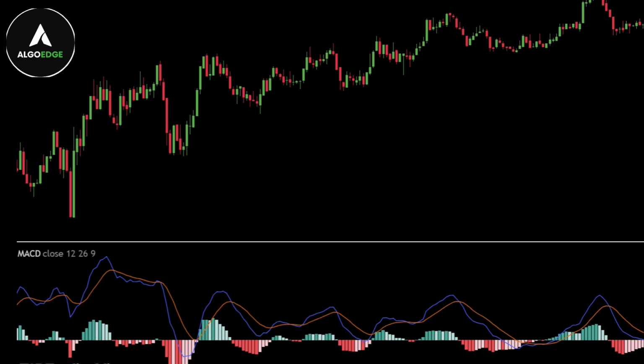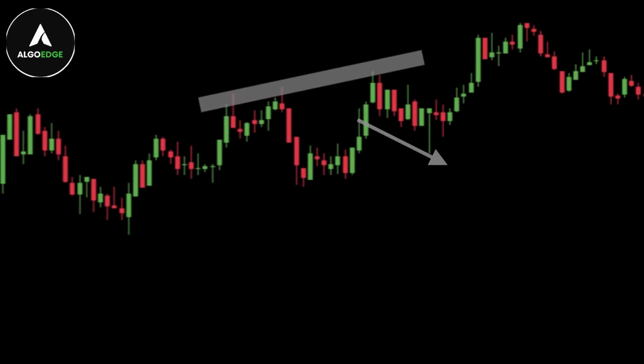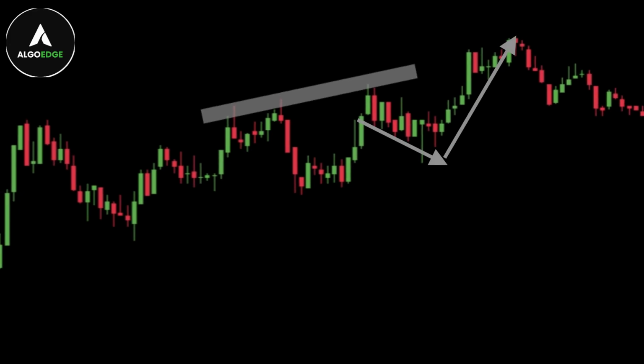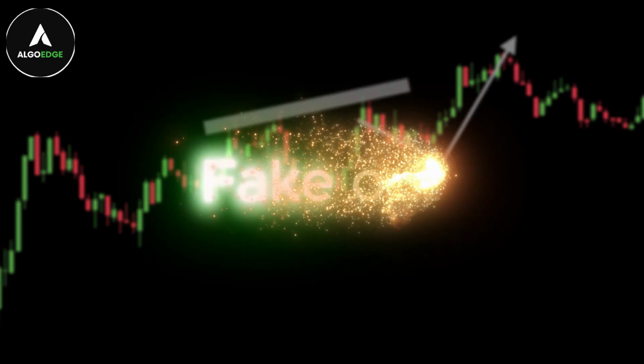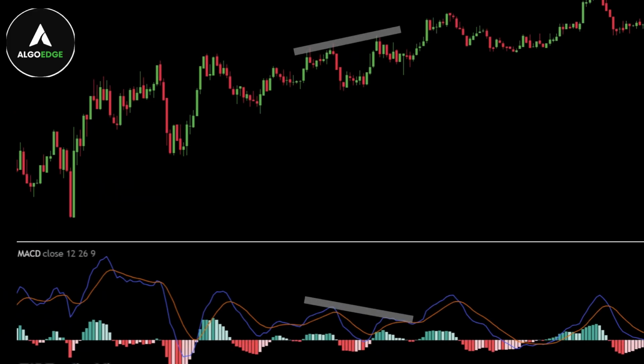However, like everything else in trading, using it on its own is not enough. Sometimes you'll spot what looks like a perfect divergence setup, just like this one here. But what happens next? The price makes a small pullback, fails to reverse, and then continues in the original direction of the trend. This is what traders refer to as a fake out. To avoid this problem, you should always combine divergence with some form of trend reversal confirmation. Let's take a look at what that means.